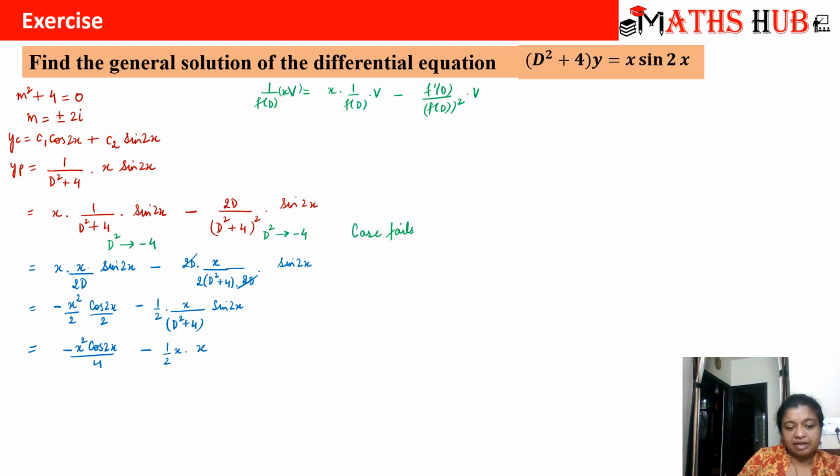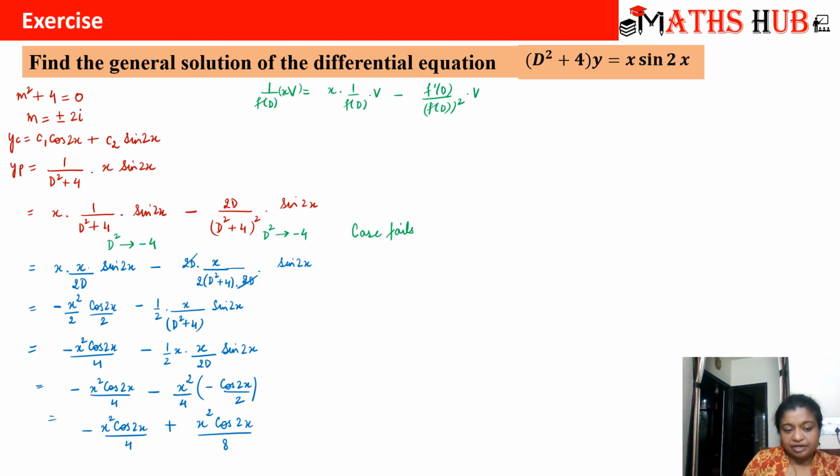When the case fails, we multiply with another x and we divide by its derivative. So it is sin 2x. Now when we apply the rule, this is x square cos 2x divided by 4 minus x square by 4. Now 1 by D of sin 2x means integration, so we get cos 2x by 2. And this finally becomes minus x square cos 2x by 4, and then we get a plus sign x square cos 2x by 8. And then we have minus 1 by 4 plus 1 by 8. So that becomes minus x square cos 2x divided by 8.